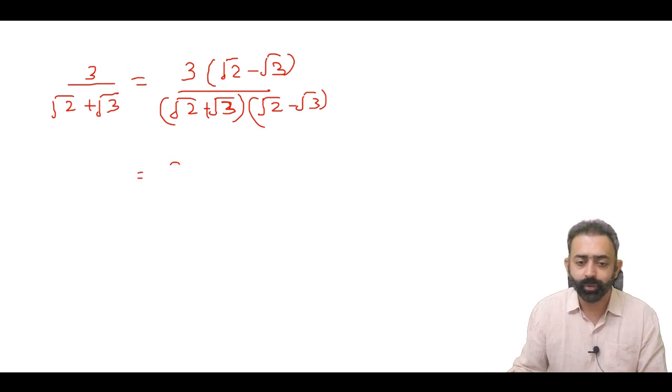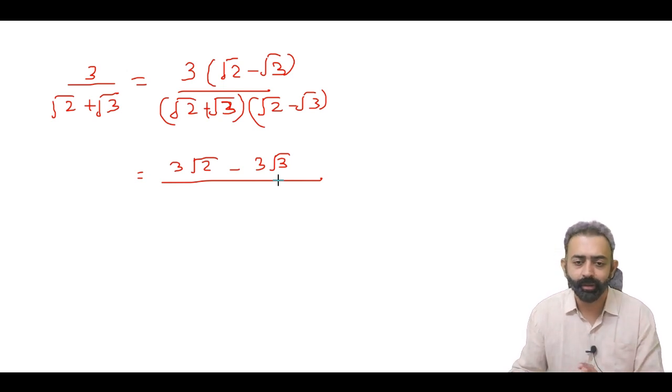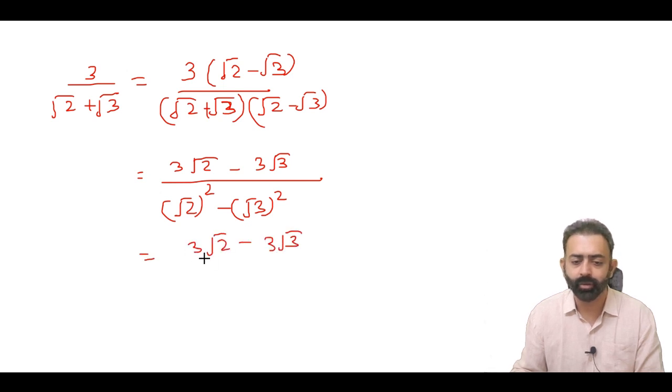So here the numerator will be 3 root 2 minus 3 root 3. There is nothing we can do with the numerator; we just multiply it out. But the denominator will again be of the type a plus b and a minus b, which is a square minus b square. So it is root 2 square minus root 3 square. So this is 3 root 2 minus 3 root 3 over root 2 square, which is 2, minus 3, which is just minus 1. So I can readjust the numerator terms like this. This is your final answer.